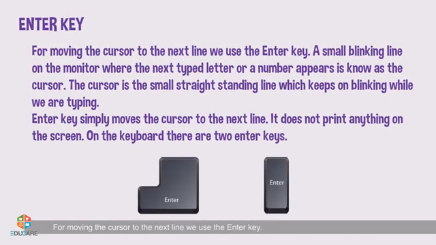Enter key. For moving the cursor to the next line, we use the Enter key. A small blinking line on the monitor where the next typed letter or number appears is known as the cursor. The cursor is the small straight standing line which keeps on blinking while we are typing. The Enter key simply moves the cursor to the next line. It does not print anything on the screen. On the keyboard, there are two Enter keys.